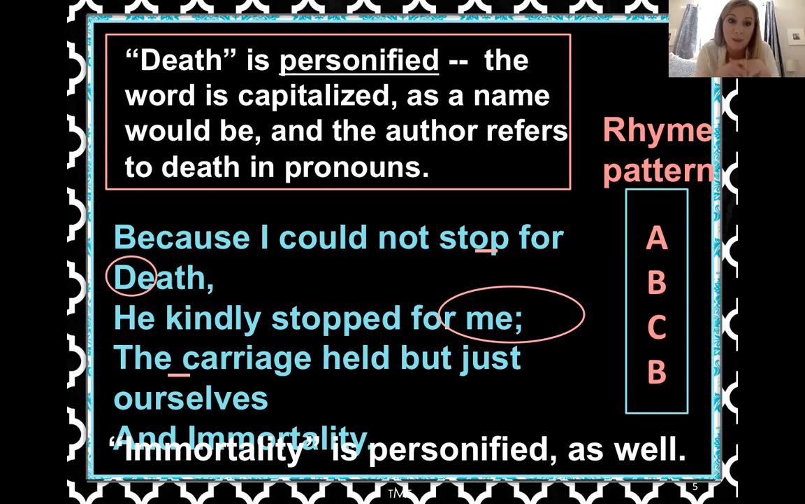So death is coming to pick her up in a carriage. And she says, because I could not stop for death. So was she ready for death to come for her? No, it says she could not stop. So he stops for her. But she uses the word kindly. He kindly stops. Well, in movies, we see examples of death as not so kind. So that might be an example of irony.